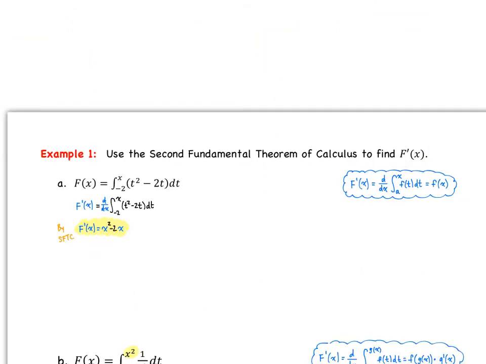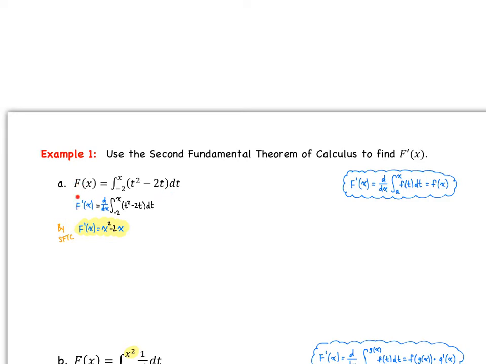Now we're going to get to some examples. We're going to use the second fundamental theorem of calculus to find f prime. So if we take a look at this first example, f is equal to the integral from -2 to x of t squared minus 2t dt. So this is a function in terms of t. So we want to find f prime.